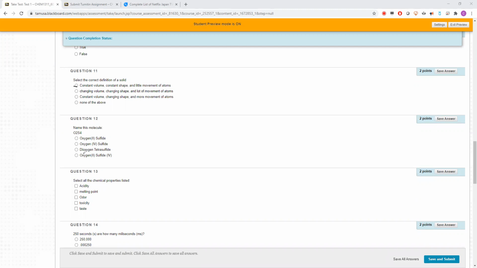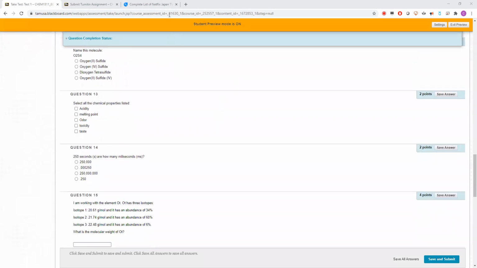O2S4. So this is a covalent compound. And with covalent compounds, we have to use the di and tetra. So this is dioxygen for 2 oxygens, tetrasulfide. Select all the chemical properties listed. So we went over this like week 1. That's acidity, and that is toxicity, are the 2 chemical properties.